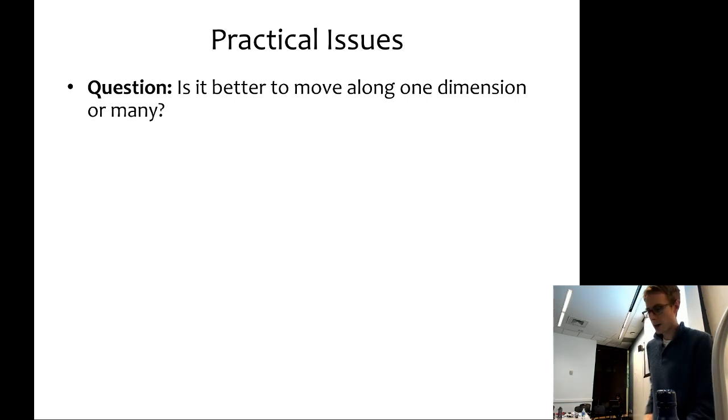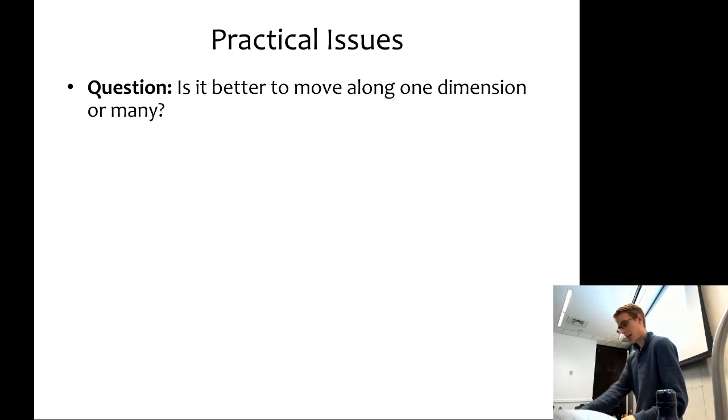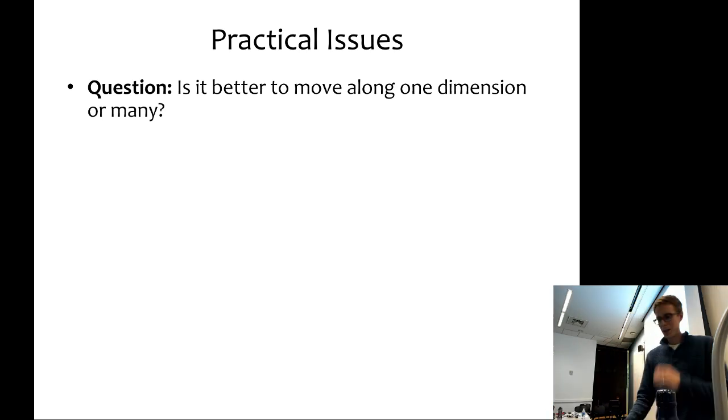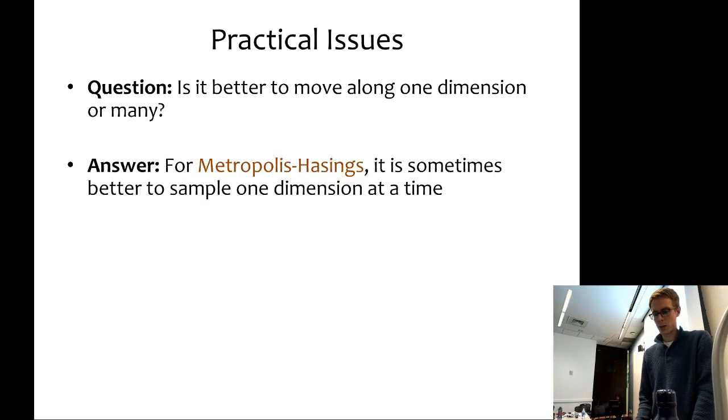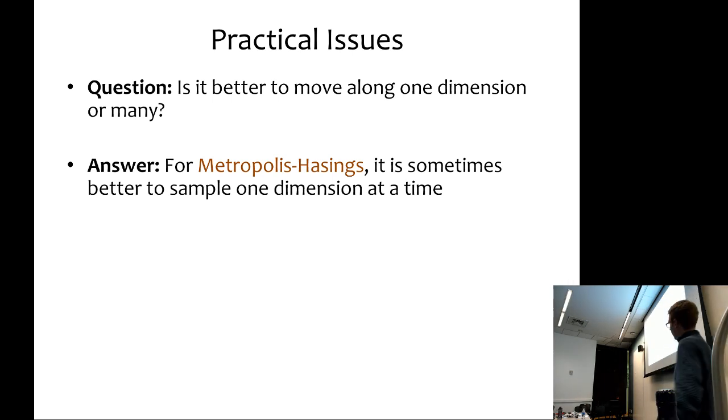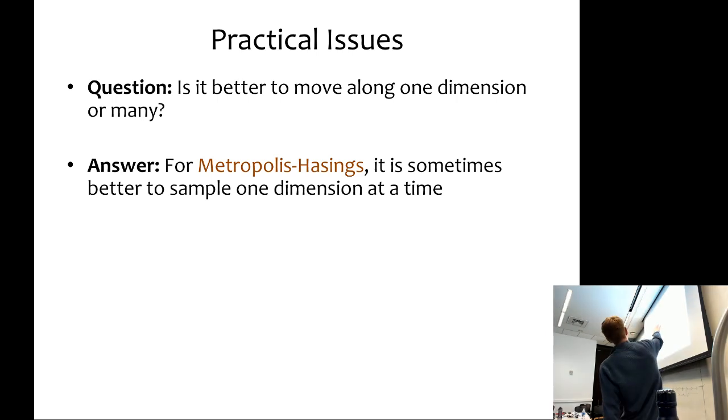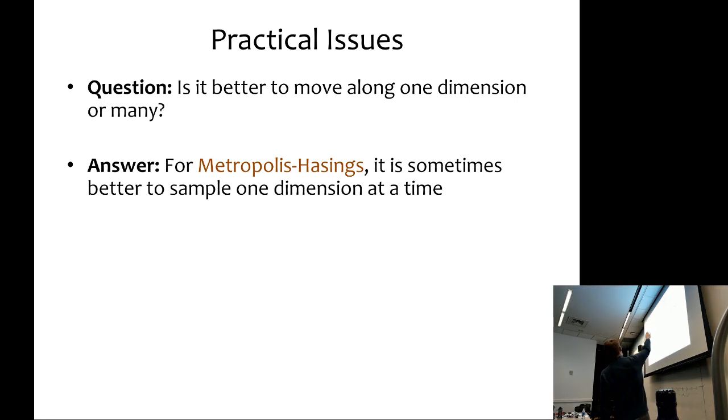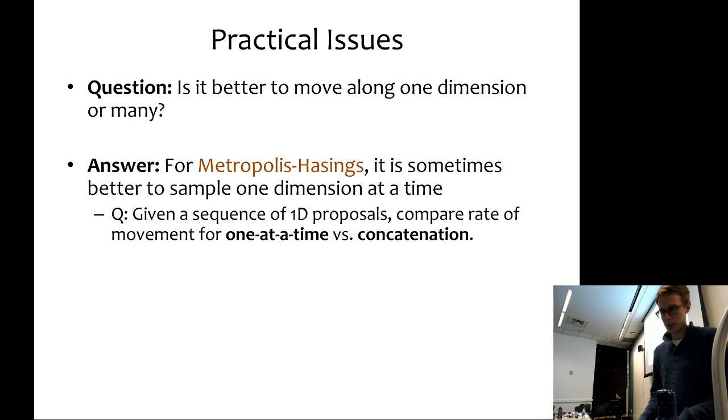So there are some practical issues, and one of them is, is it better to move along one dimension or many? So for Metropolis-Hastings, it turns out it's actually sometimes better to sample one dimension at a time. Even though the proposal distribution, we said, could look at many dimensions at a time, you could have a multi-dimensional Gaussian that moves you in some random direction, you often end up getting a lot of rejected samples in that case. And so often you can get a proposal distribution that's a little bit better if you know something about the one-dimensional distribution.